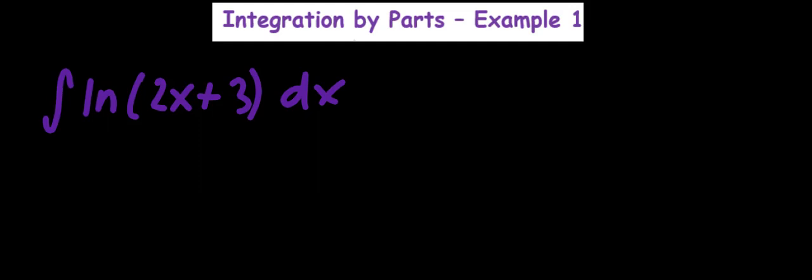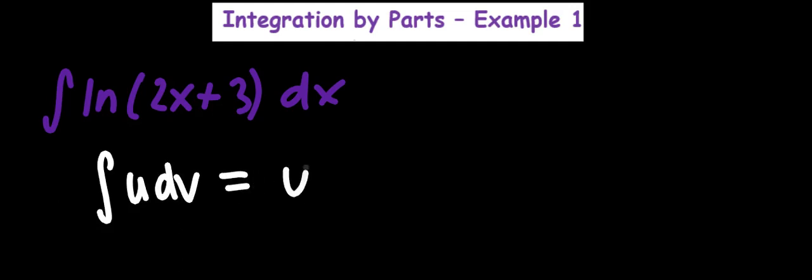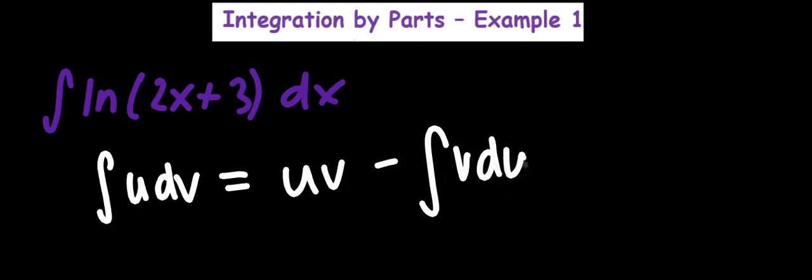So usually when I have integration by parts, I use the tabular method. And the tabular method is a shortcut to this formula, which I'm going to write down right now. It's the integral of u dv is equal to uv minus the integral of v du. When we are using this formula, it is important to identify the correct u.